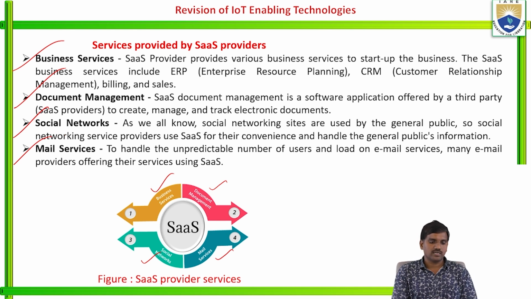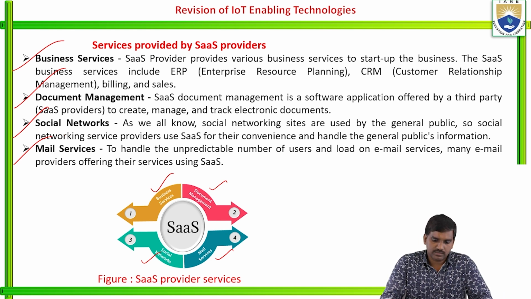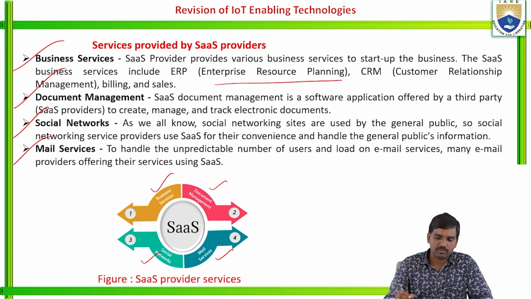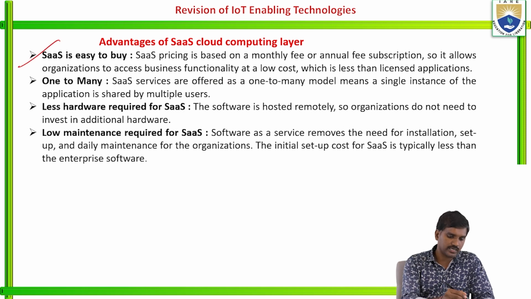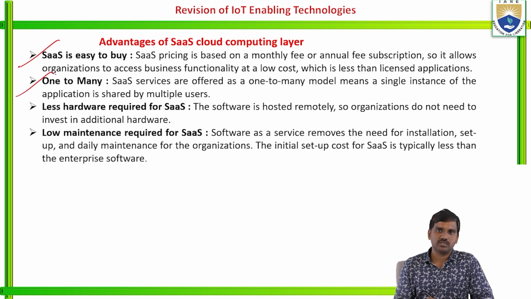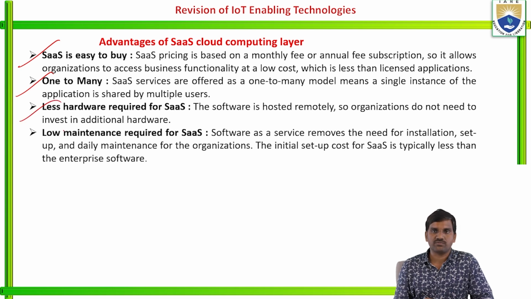Business services can be used to start up a business. The SaaS business services include ERP, enterprise resource planning, and the like, which we have to maintain. The next advantage is that it is easy to buy and one to many. You can use one to many, like multiplexing, and less hardware is required for software as a service.